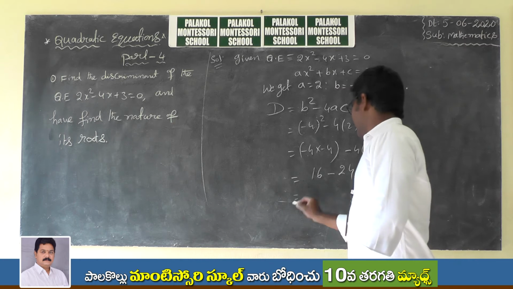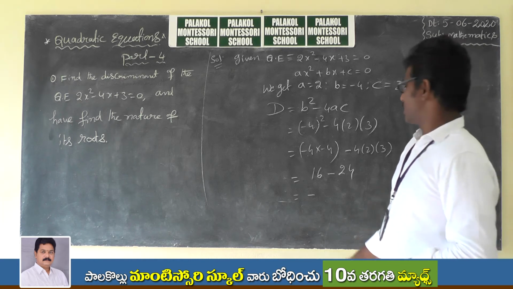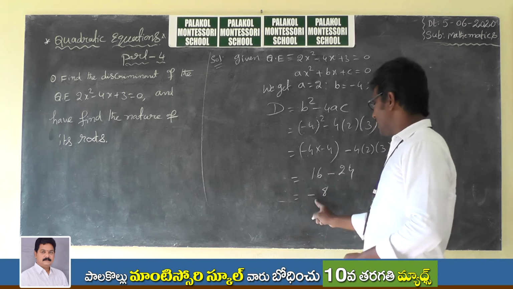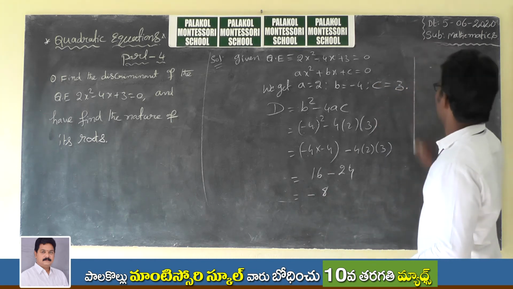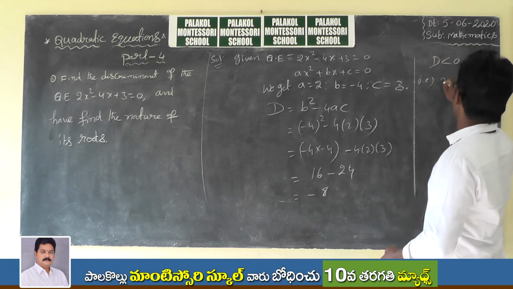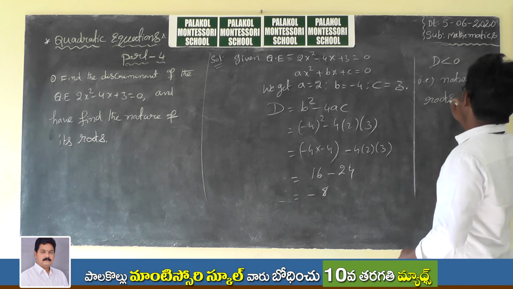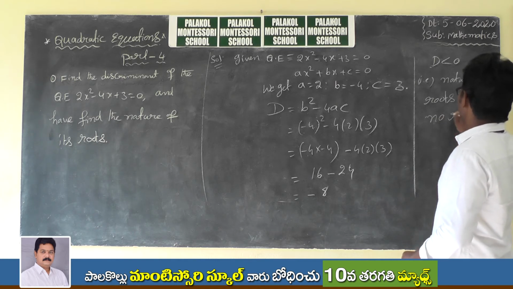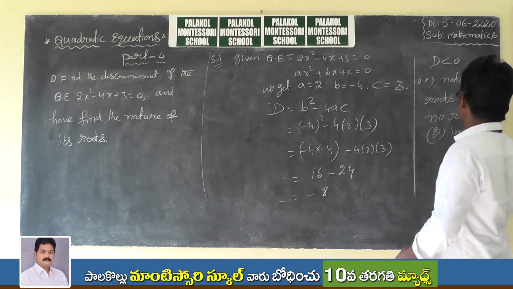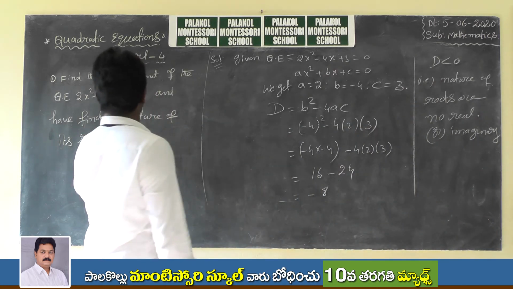What do we get? The sign is negative, because the biggest number is 24. So 24 minus 16 is 8. So D is minus 8. That means D is less than 0. What is the nature of the roots? The nature of the roots is no real roots, or imaginary. Okay guys? Okay.